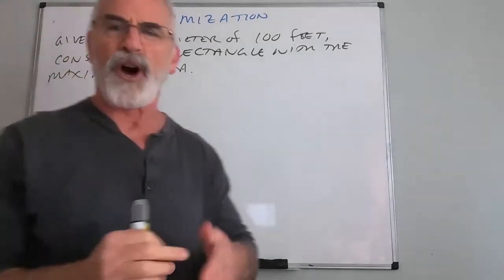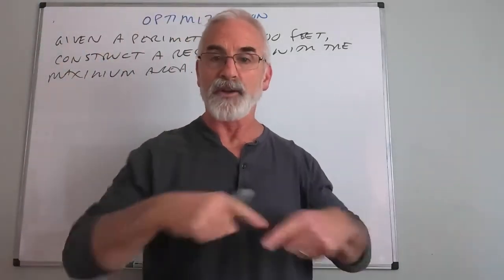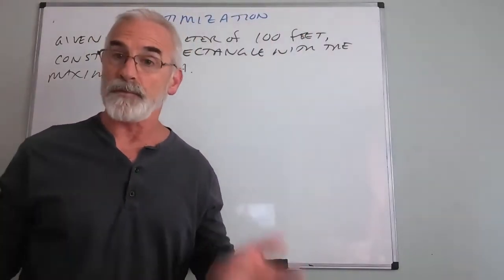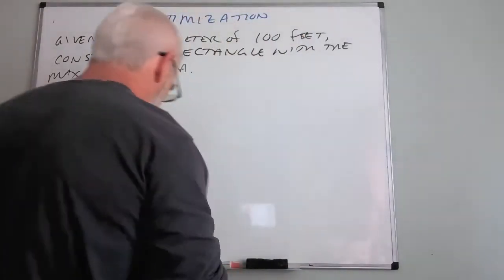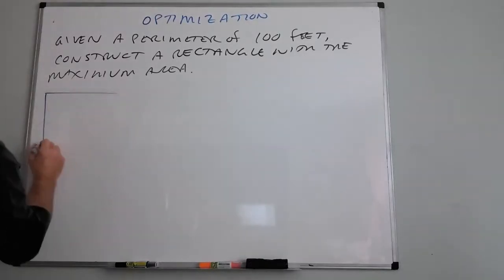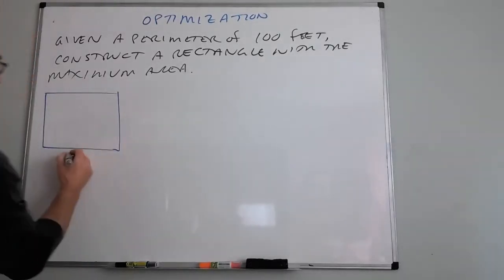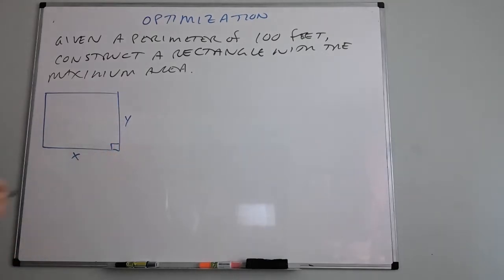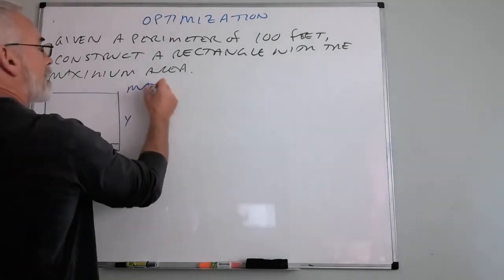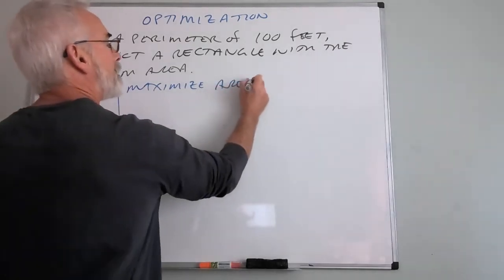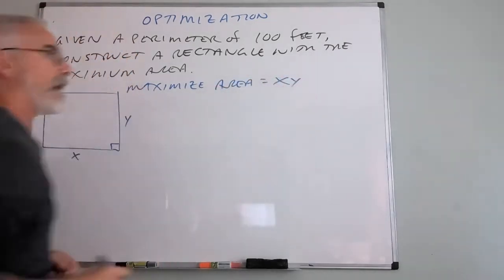So basically you have 100 feet of fencing and you want to build an enclosure, maybe a dog run or something, and you want it to be the maximum amount of area. So draw a picture of that. Okay, let's call that X and call that Y. So what I want to do is maximize area, which is the product of X, Y.